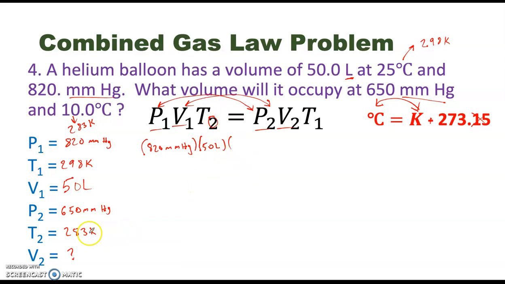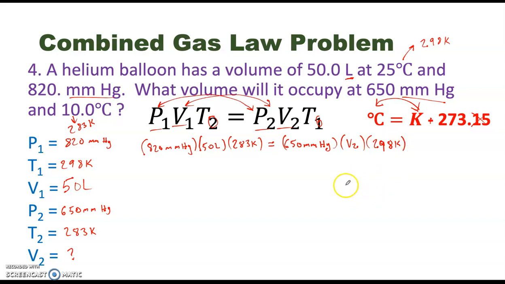T2, not T1, so I go down here and put 283. 283 Kelvin equals P2, 650 millimeters of mercury. Then from there, V2 is our question mark. If I don't know it, I just like to write it down as the variable that it is. And then T1, so don't forget that T1 is 298 Kelvin.